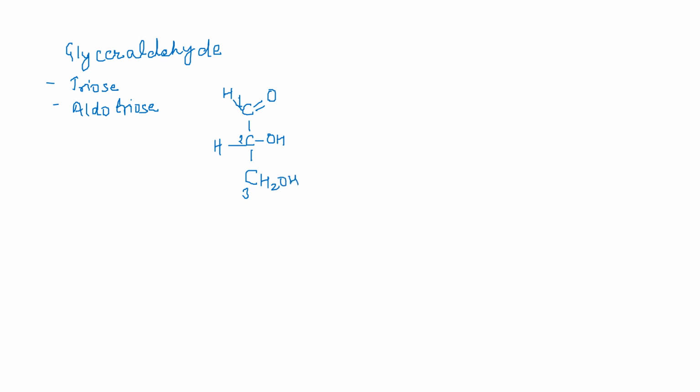And if we talk about its respective keto sugar, that is dihydroxyacetone, DHA. This is a keto triose. Carbons 1, 2, and 3. This is the functional group, and CH2. So this is carbon 1, this is carbon 2, and this is carbon 3. Simple, and let's move to the next.